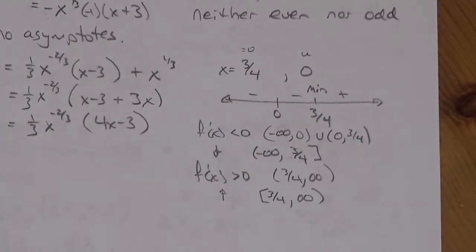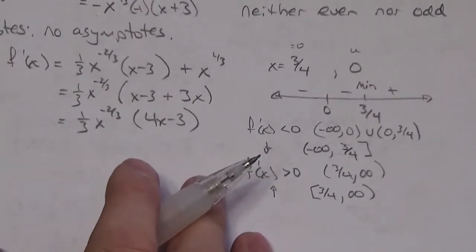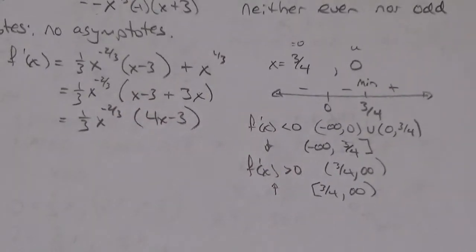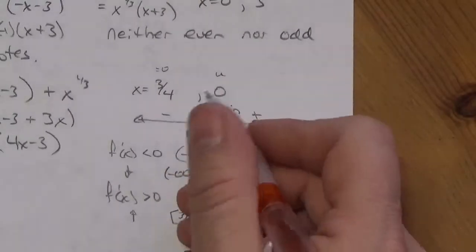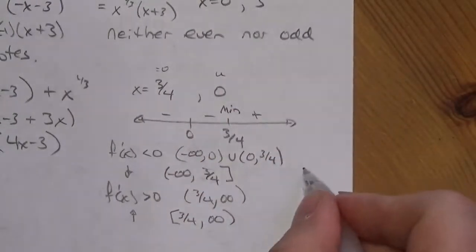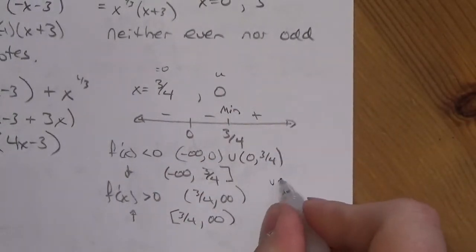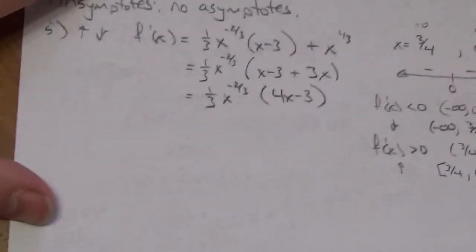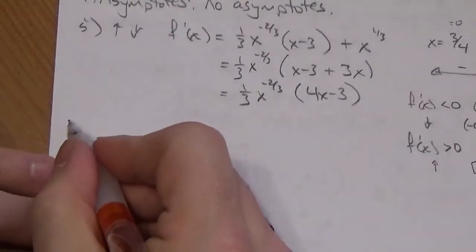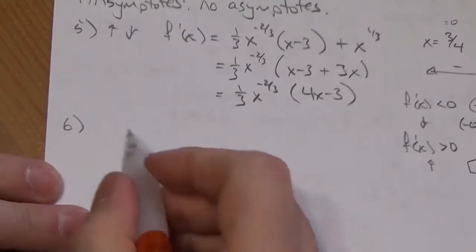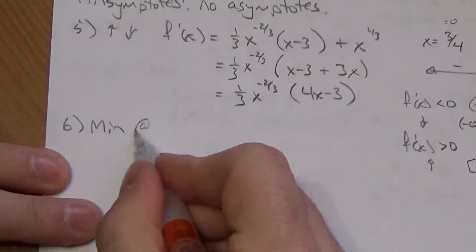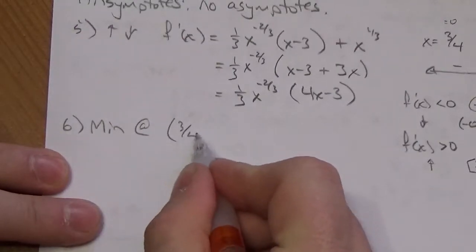And actually what it looks like, because the derivative is undefined, but the original function is defined there, that looks like right there at the 0, this looks like it's going to be a vertical tangent. And we've seen that before. So for part 6 here, we know for sure that we're going to get a minimum, okay, at x is equal to 3/4.